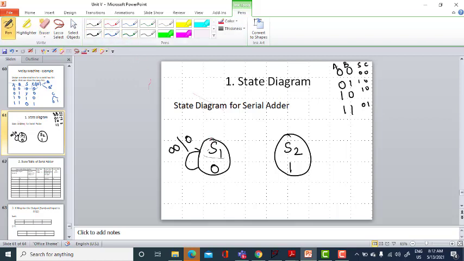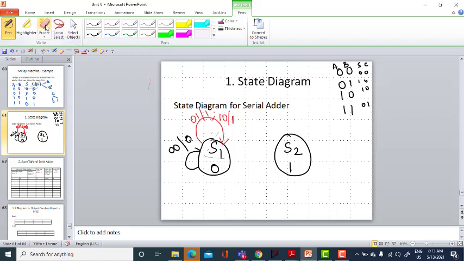And now for the next input, when your input is 0, 1, sum is 1, but again your carry is 0. Keep in mind your carry represents your state. And again, when your input is 1, 0, your sum is 1, that is your output. Your carry is again 0.